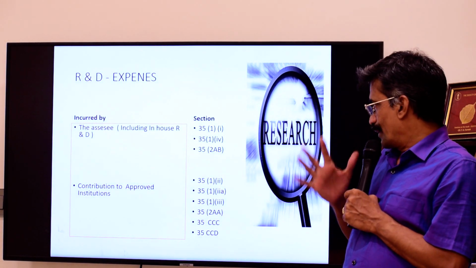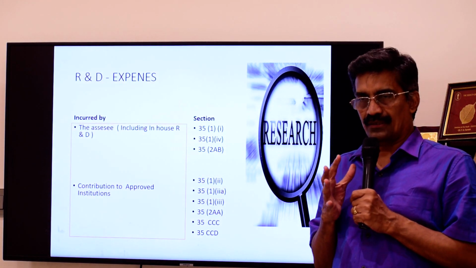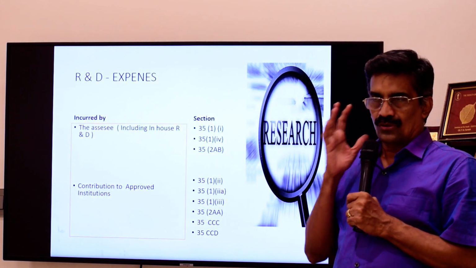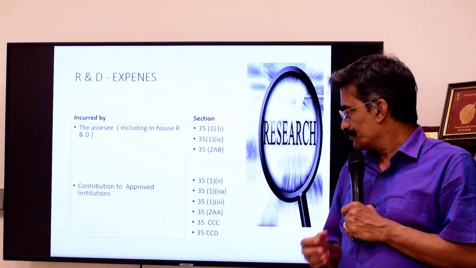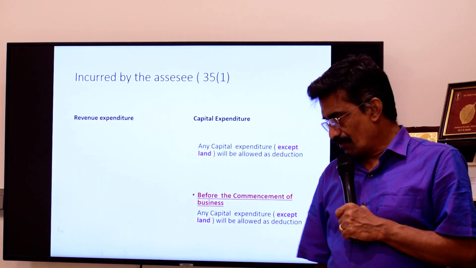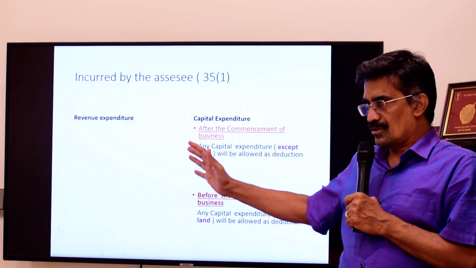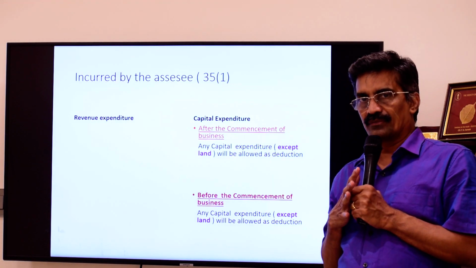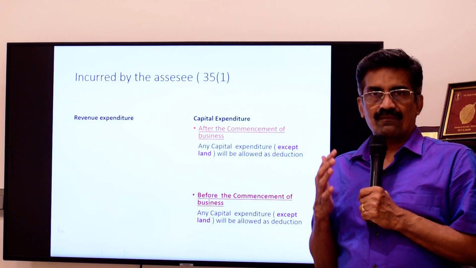Let's first move into 35(1)(i) and 35(1)(iv), where the research is undertaken by the assessee himself, not in-house R&D. As I said, this section will be available to the extent of 100%. 35(1)(i) deals with revenue expenditure, 35(1)(iv) deals with capital expenditure. Capital expenditure can also be divided further into after commencement of business and before commencement of business. Revenue expenditure can also be split into before commencement and after commencement.